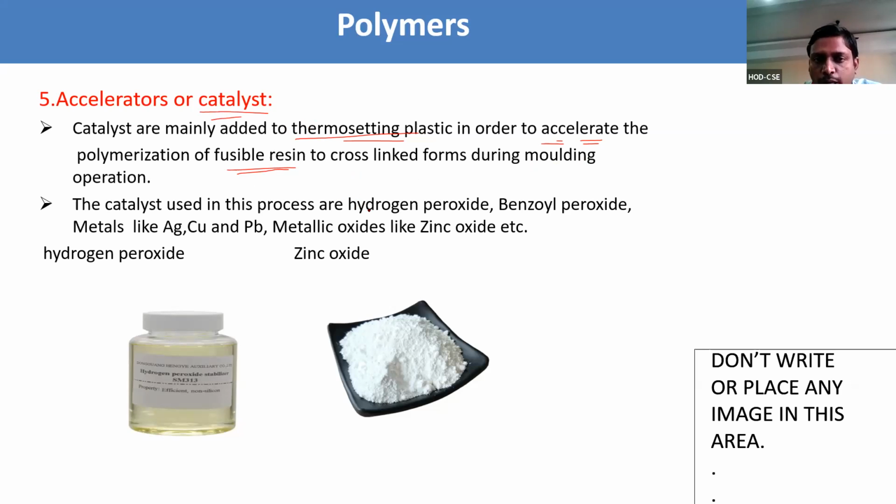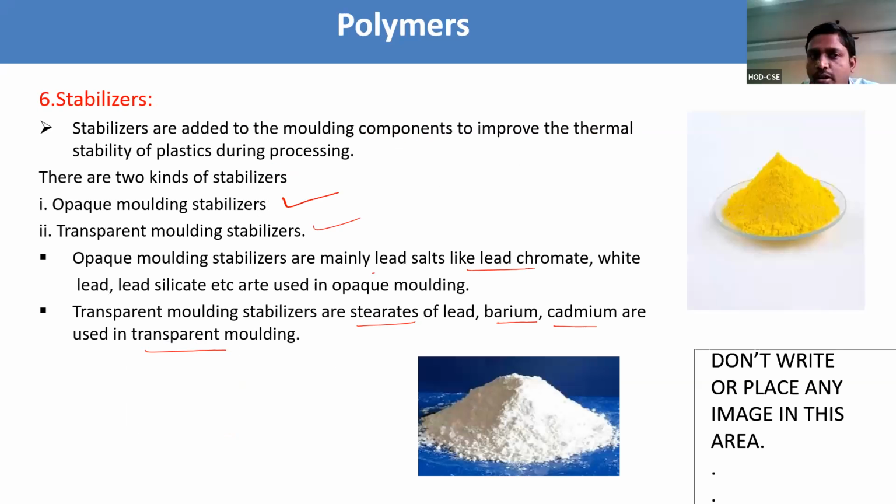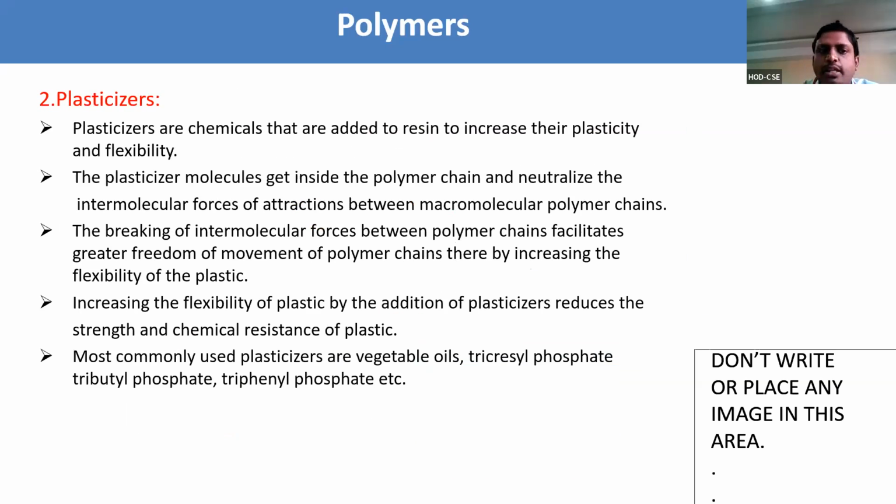The catalysts used are hydrogen peroxide, benzyl peroxide, metals like silver, copper, and lead, and metal oxides like zinc oxide, etc., as accelerators or catalysts during the compounding of plastics. This is about compounding of plastics, which gives the desired form.